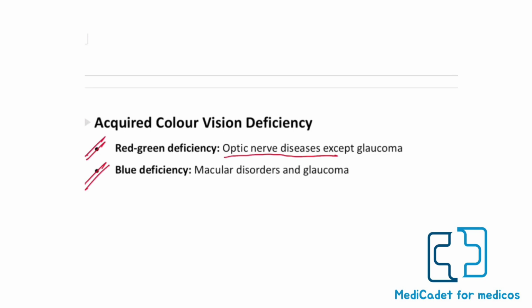It has blue deficiency, and blue deficiency is seen in macular disorders and glaucoma. So which is the only optic nerve disorder which presents with blue deficiency? This is glaucoma. Otherwise, in optic nerve disorders like optic neuritis, there will be red-green deficiency. But only in glaucoma it is a blue deficiency. Otherwise, blue deficiency is seen in macular disorders. Okay, so this is about our acquired color vision defects.